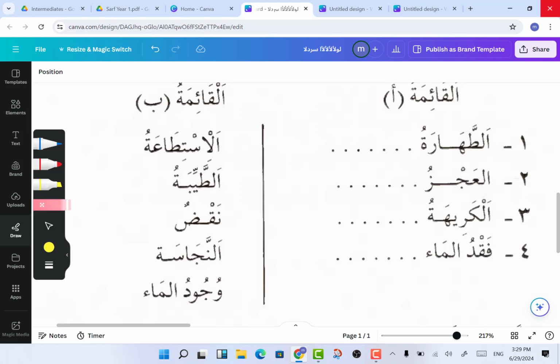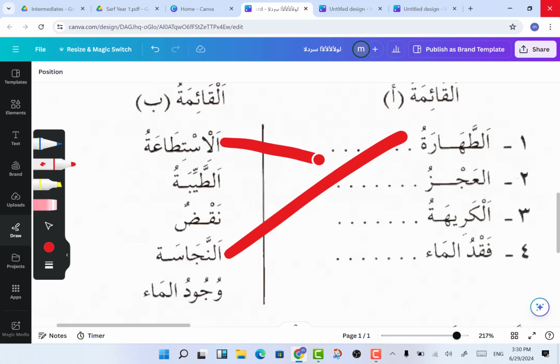At-taharatu. The word at-taharatu, I'll be matching it here. So the opposite of at-tahara, we have al-istita'a, you say no. At-tayyiba, no. Naqdun, no. An-najasatu, yes. At-tahara, an-najasa. And you know the meaning of at-tahara, that's purification, staying away from filth. An-najasa is the filth. Al-ajzu, that's not having capacity, incapacity, inability to do something. So we have al-istita'a to be the capacity, the ability to do something.